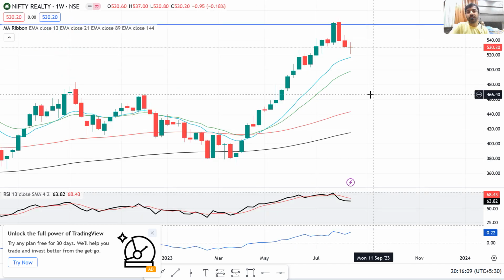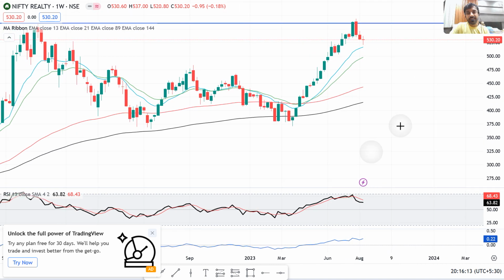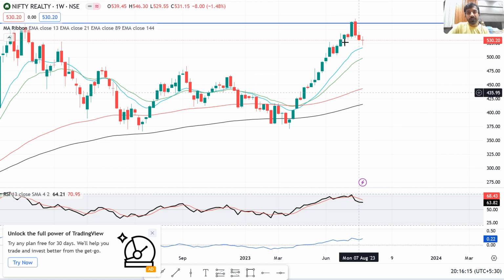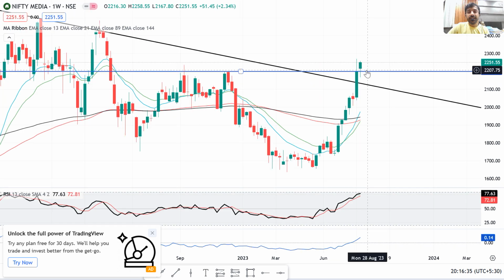Nifty Realty, just like the auto and FMCG index, is giving this pin bar, but the problem over here is it is another all-time high breakout rejection, which is on the cards. Hopefully, it gives another chance to buy, but as of now, not much of a sign. Media, we discussed last week. There is a breakout, and this is a place where you should look for media stocks.